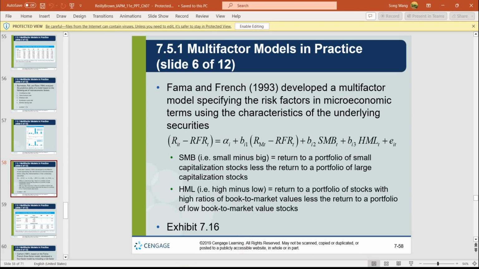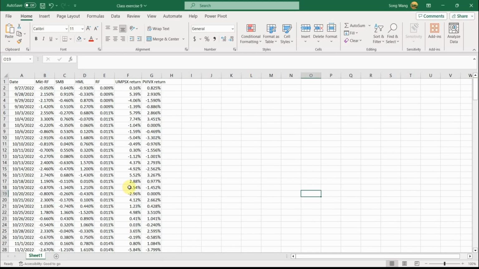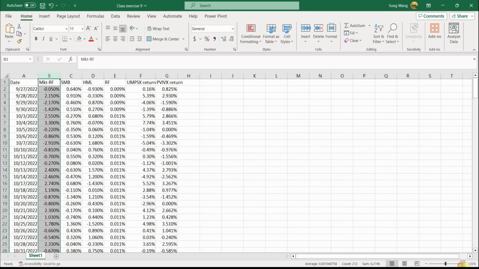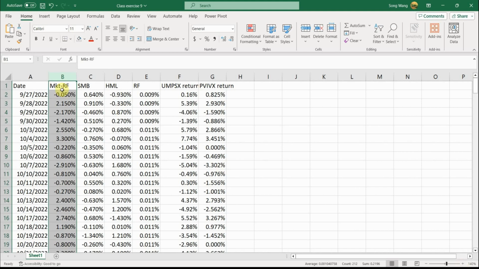Okay, so after explaining that, I have downloaded the data from the Fama French website, and you can see these three factors. The first one, in column B, is the market risk premium. That's the market return minus the risk-free rate. The second one is small stock returns minus big stock returns. The third one is high book-to-market ratio stock returns minus low book-to-market ratio stock returns. Okay, high minus low, or you can treat that as value stock returns minus growth stock returns.